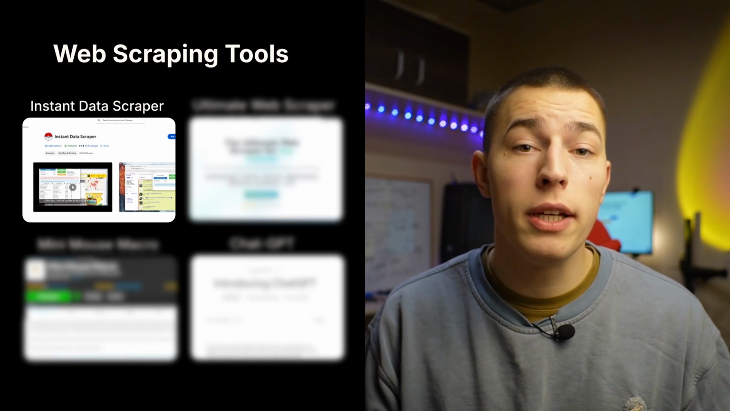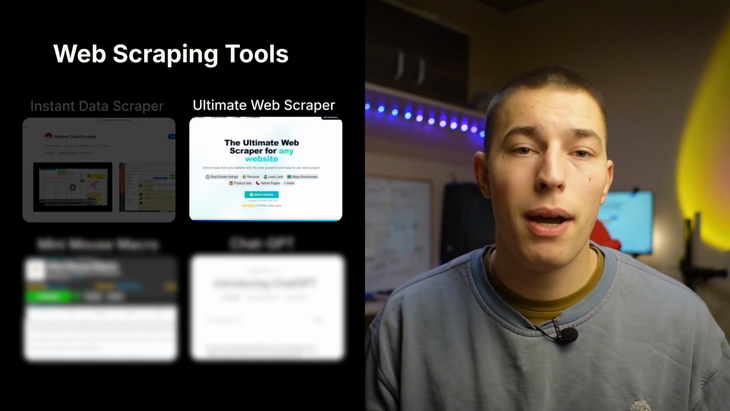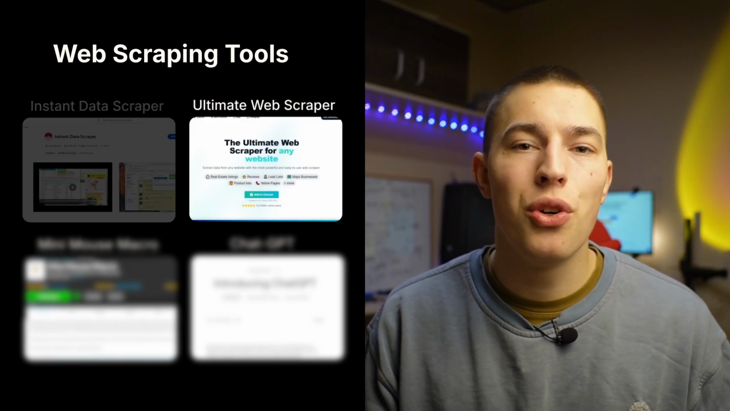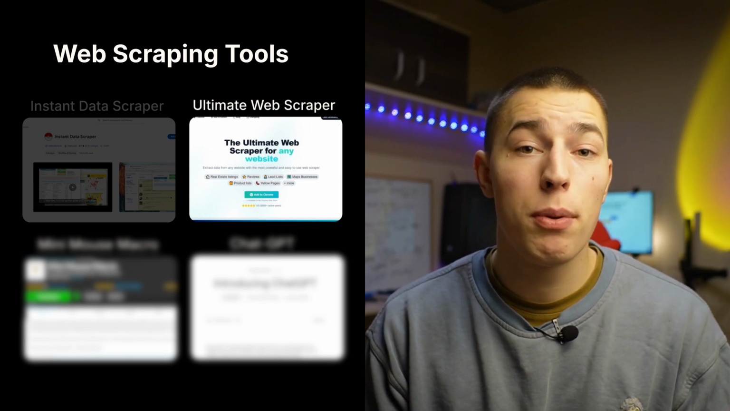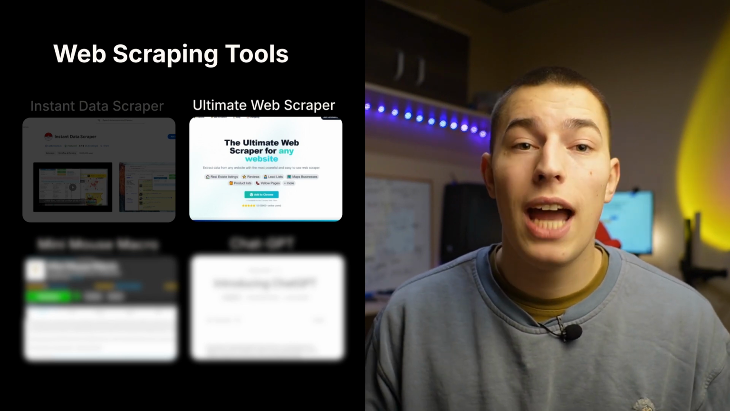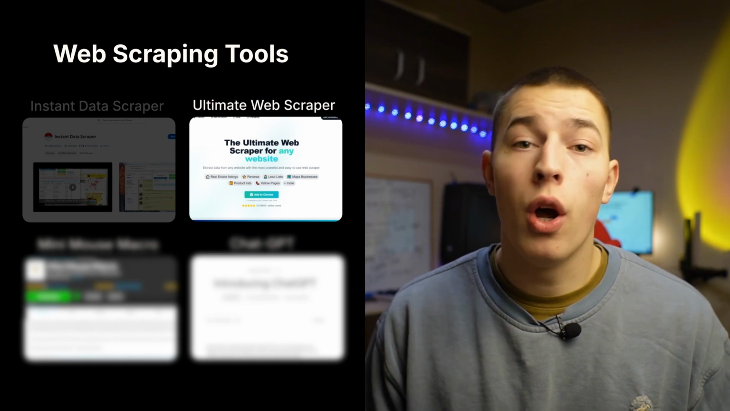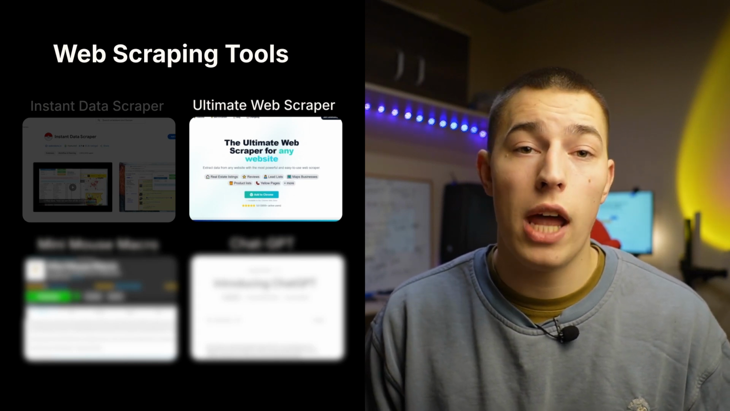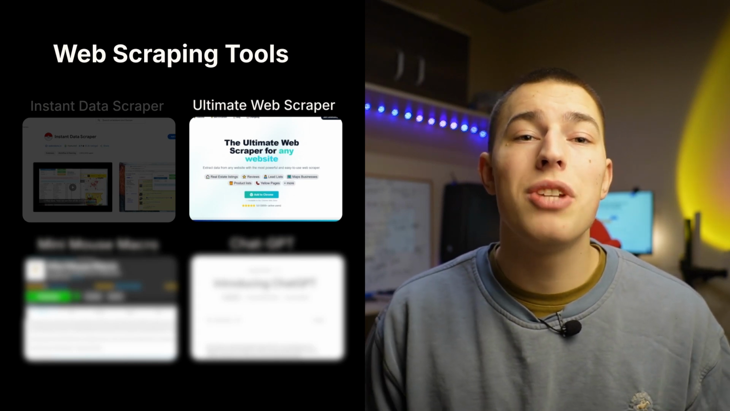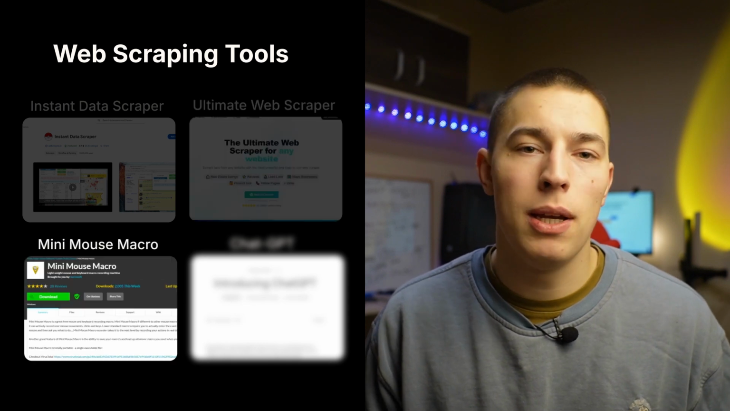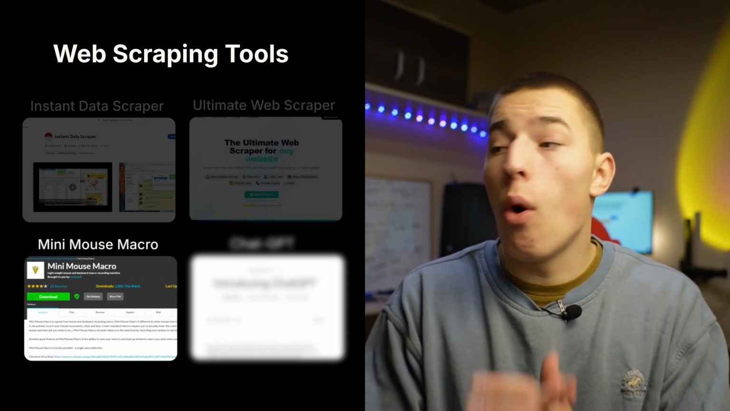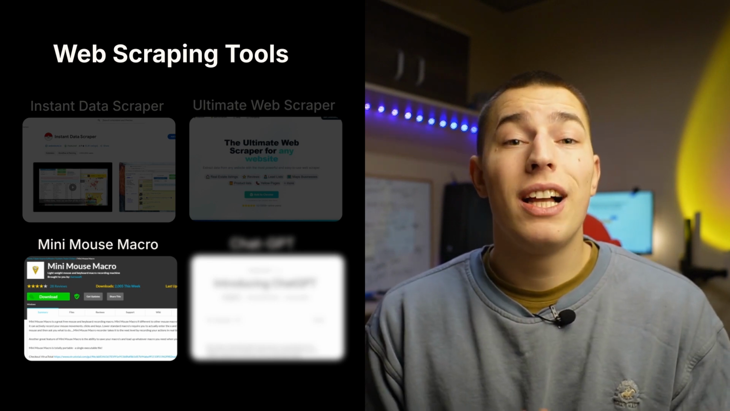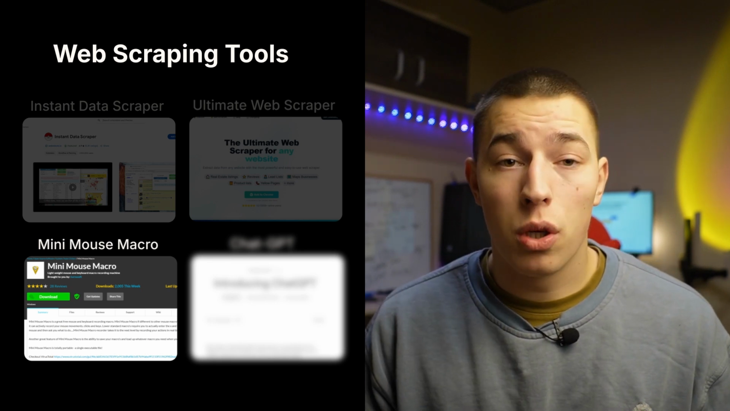Another similar tool is called Ultimate Web Scraper by Panda Extract. This works similarly to Instant Data Scraper, just with more features. You can automate Panda Extract Scraper to visit any website from your list and pick certain information, or use it the same way you use Instant Data Scraper. Alternatively, you can use any mouse and keyboard macro like Mini Mouse Macro to automate any mouse movement and keyboard clicks to scrape almost anything. This tool requires a little bit of trial and error, but works flawlessly.